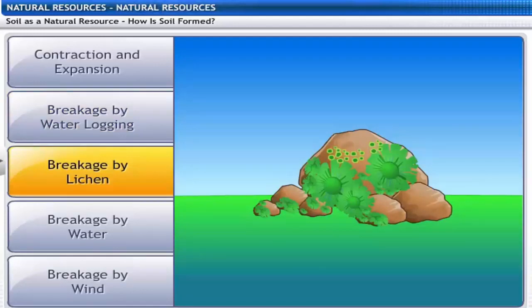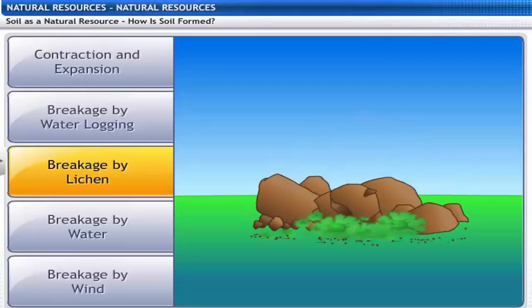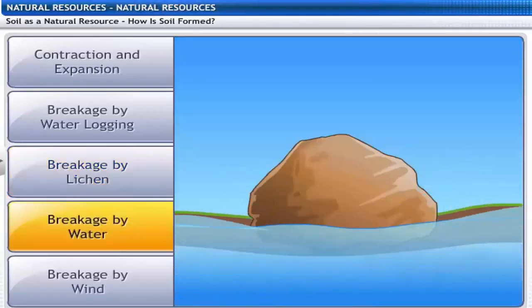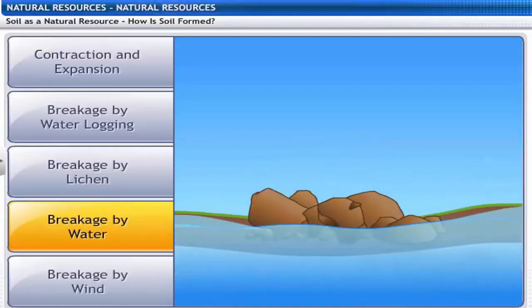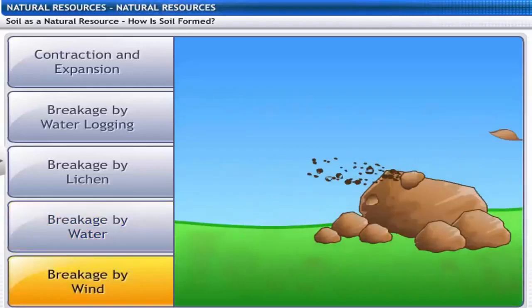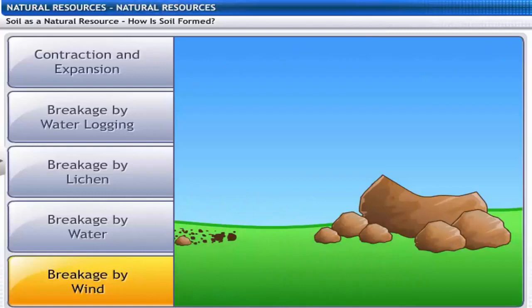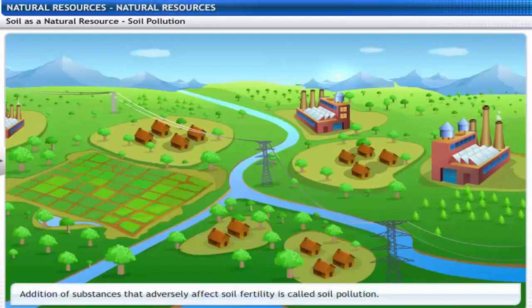Living organisms like lichens grow on the surface of rocks and release chemicals that powder rocks to soil. The flowing water in rivers breaks the hard rock and forms soil particles. Strong winds erode rocks and carry sand from one place to another. The addition of substances that adversely affect soil fertility is called soil pollution.